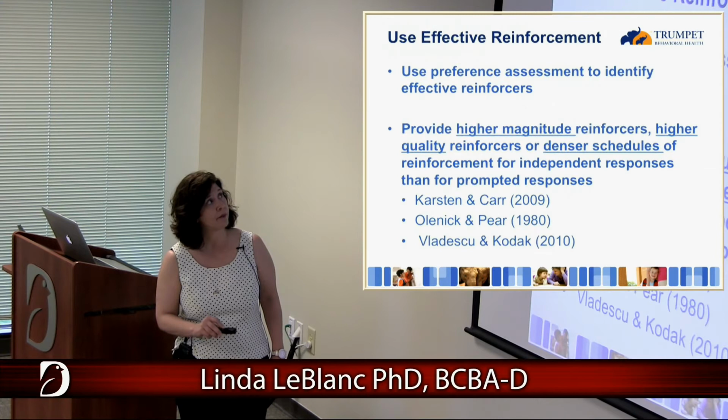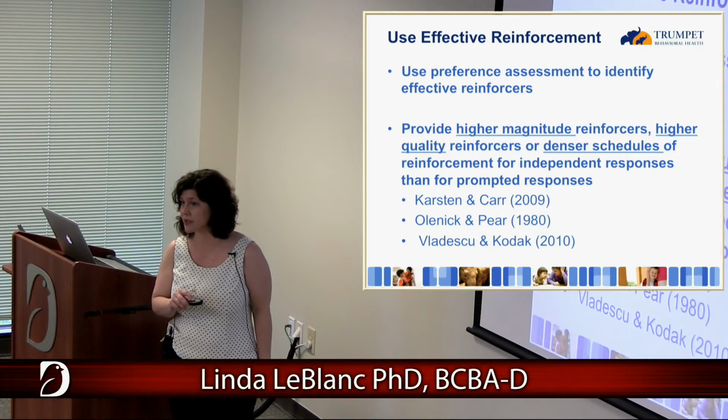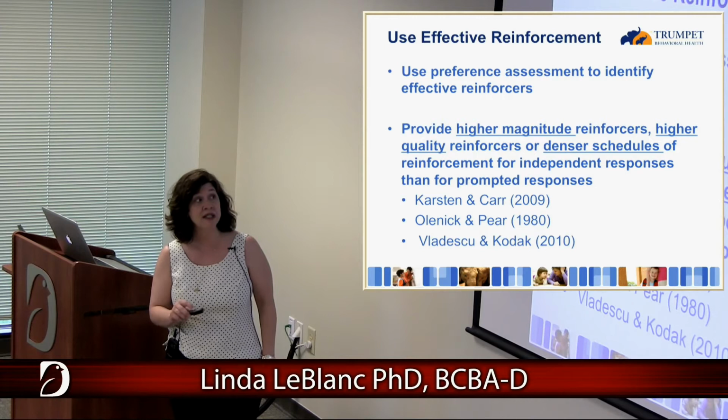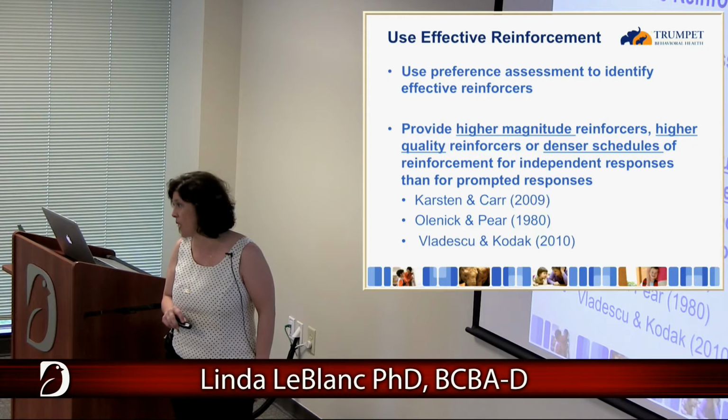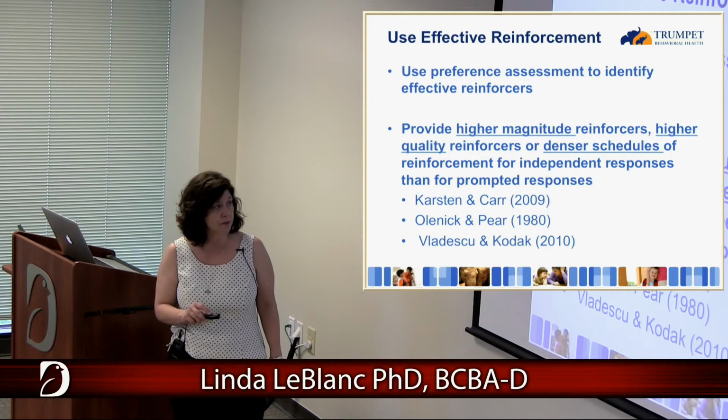Okay, first, I guess just remember to please use a preference assessment, use powerful reinforcers. Use your preference assessment to identify two levels of reinforcers, and then once you start getting to independent responses, use either higher magnitude, more of it, higher quality, more preferred, or a denser schedule. FR1 for independent responses, some VR or delayed for the others. Multiple studies suggest this kind of differential reinforcement works.